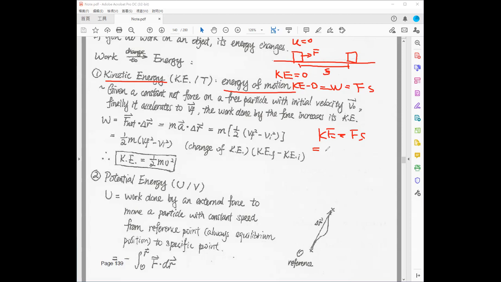You know F can be written as ma by Newton's second law, and by using the equation of motion, v squared equal to u squared plus 2as, then a times s can be written as half of v squared minus 0 squared. Therefore, we get the formula for kinetic energy, which is half m v squared.